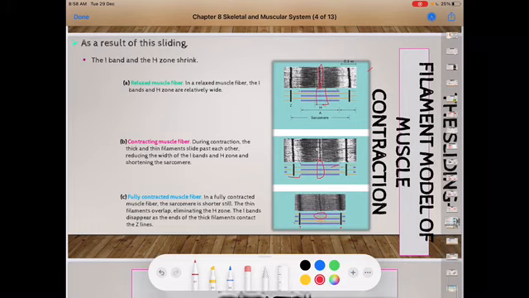There is no more H zone in the fully contracted muscle fiber. The I band disappears. There is no I band here, as the end of the thick filament contacts the Z line. So this is the condition of the sliding filament in our muscle fiber.